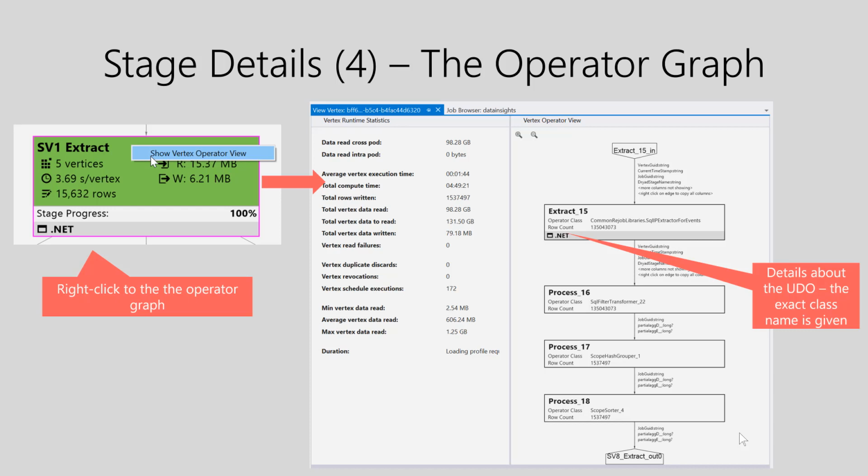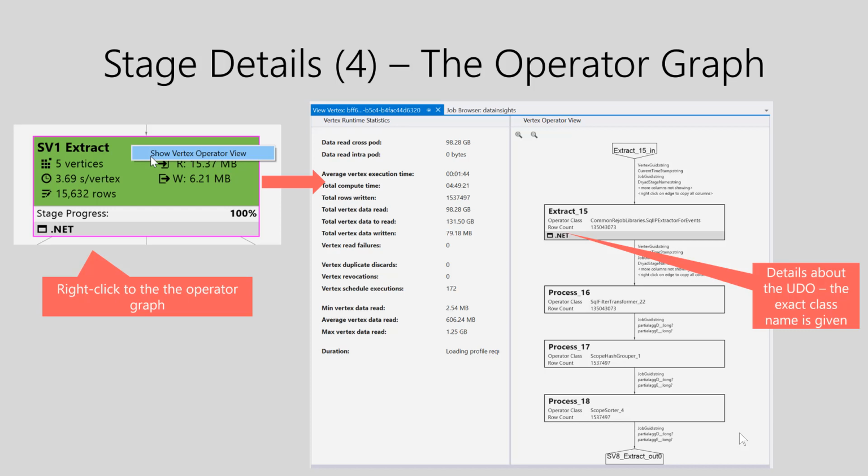And so what this lets you see is what exactly happened inside an operator. So you can see, again, if you look in here on the right, exactly where that .NET code is. And specifically, you can see the name of the class that's used. So this really helps you identify where problems are and get to the root of these issues.